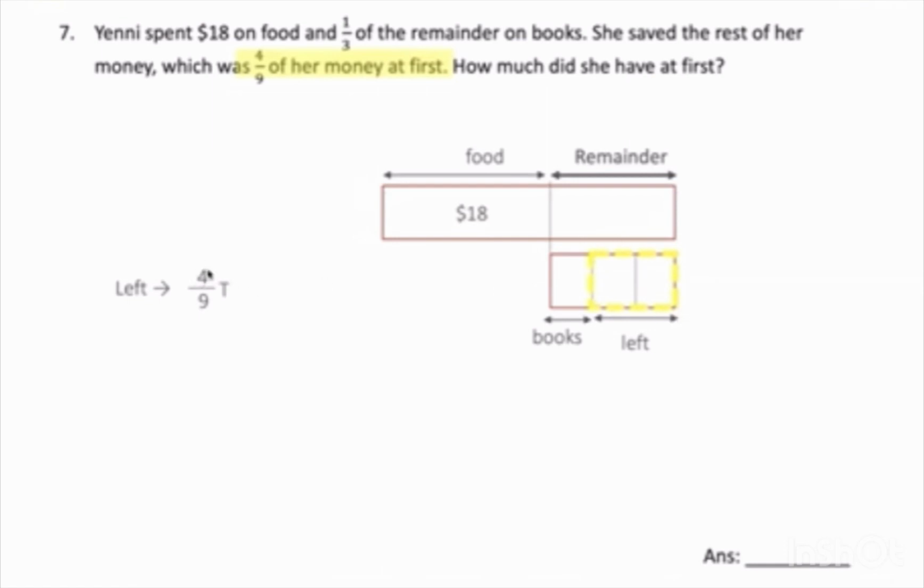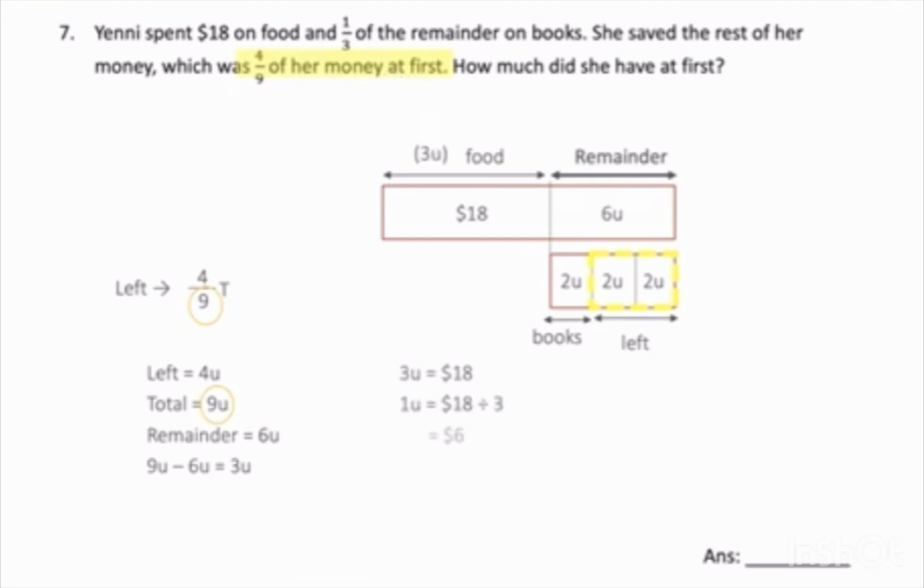Now, because of the numerator here, 4/9 of the total. Total is 9 units. The yellow box is 4 units. Now look at this. There are 2 parts here and it's 4 units. So therefore, each part has to be 2 units. Correct? Can you see that? So if each part is 2 units, then this has to be 2 units also. The remainder will be 6 units. Total is 9 units. Okay, it's from the denominator. Now, if I use 9 units minus remainder 6 units, I will get $18. 3 units is $18. So 1 unit is $6.